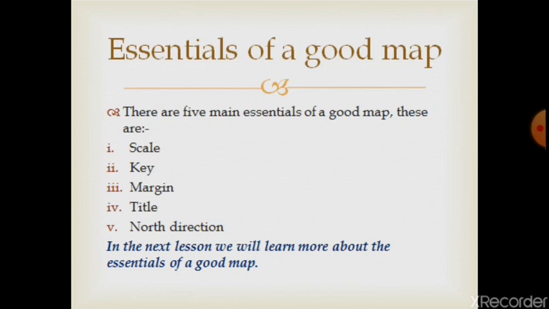We shall see a scale, meaning of scale, forms of scale, and uses of scale. But also we shall see the key. We shall learn more about key, different symbols and signs which are found in the key and their meaning. But also we shall check the meaning of margin and all things that are related to margin or frame. But also we shall see the meaning of title and all things that are related to title. And the last one, we shall see the north direction and all things that are related to north direction.